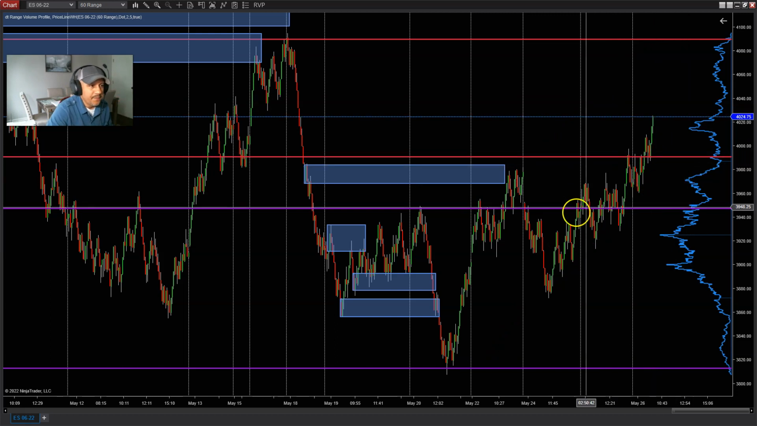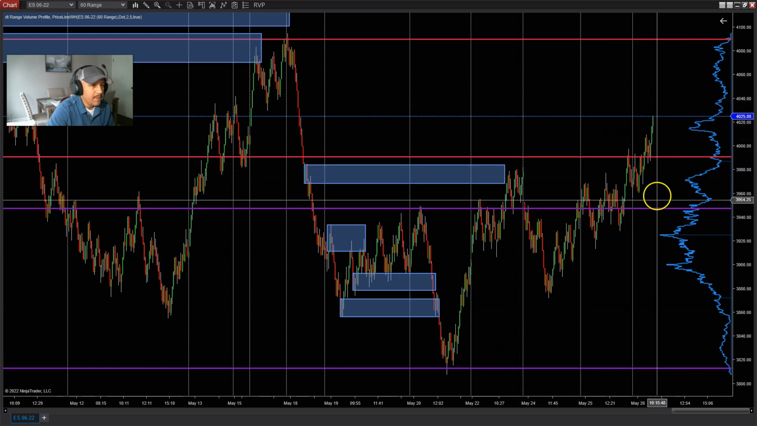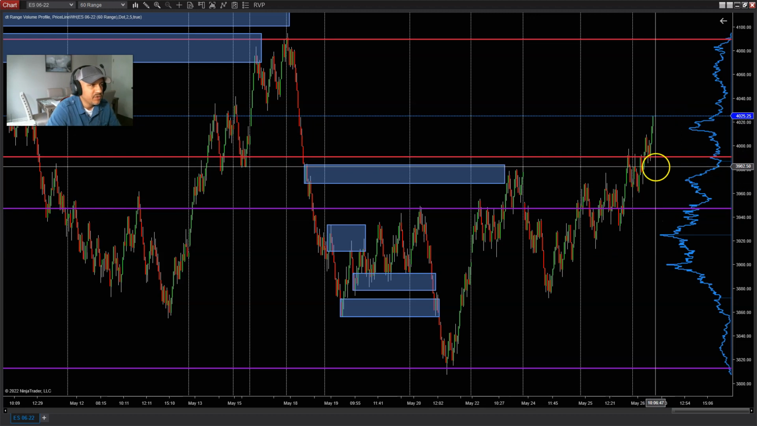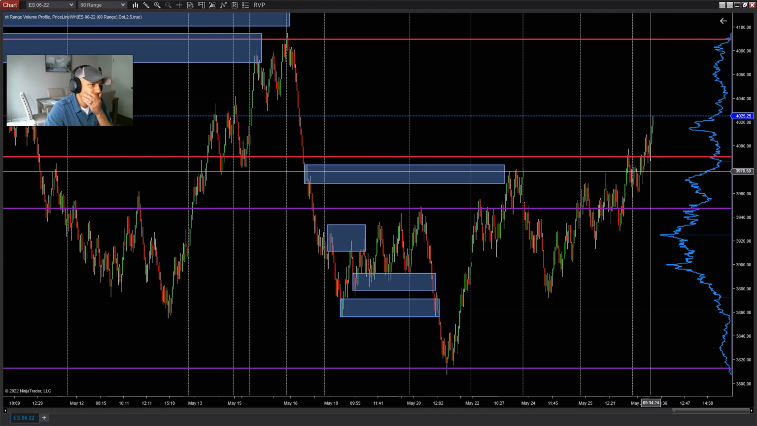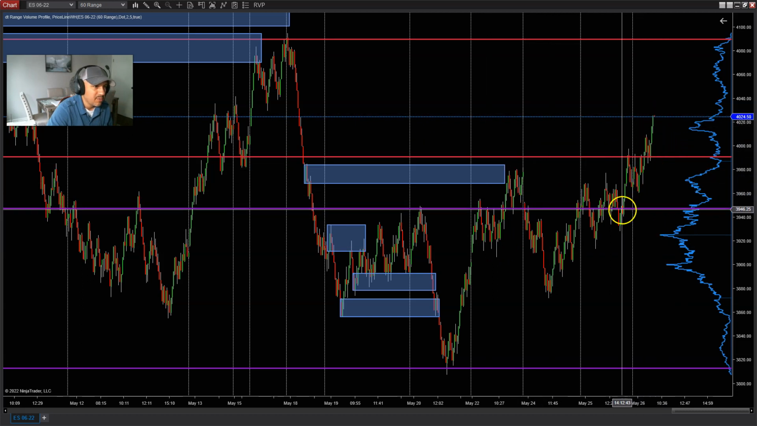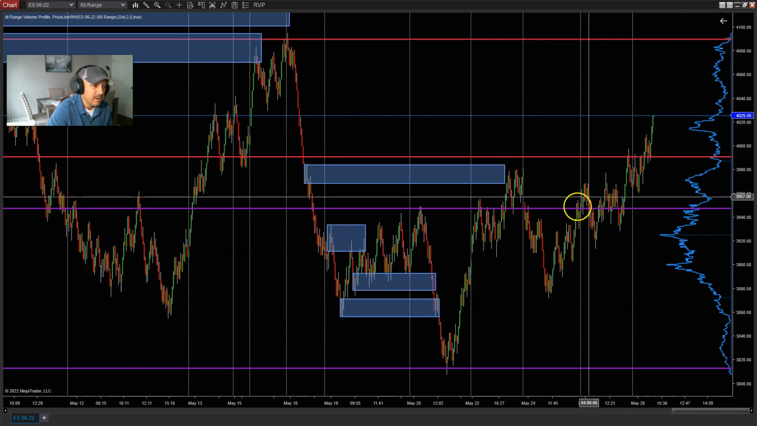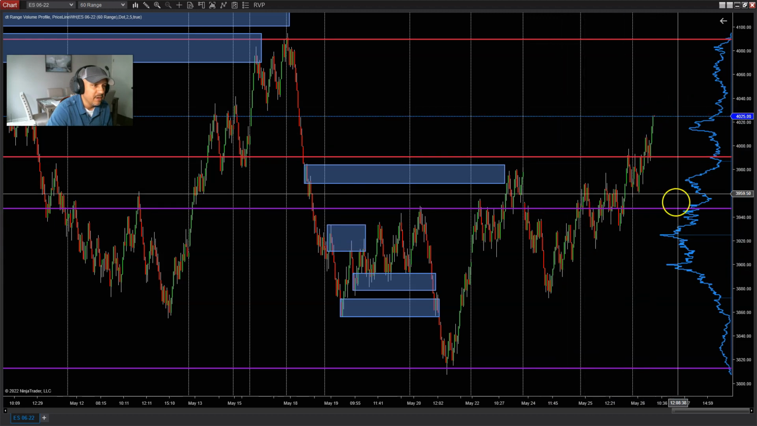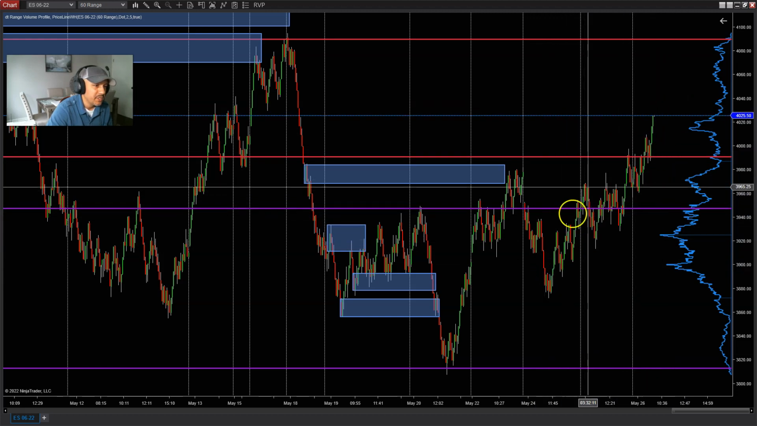So could you take a trade long if price pulls back to certain areas? Possibly, but I would want to see price pull back maybe in this portion of this leg right here. So basically price pulling back to somewhere in this zone here.